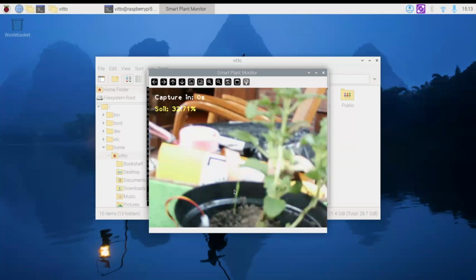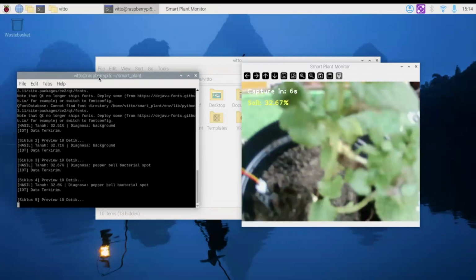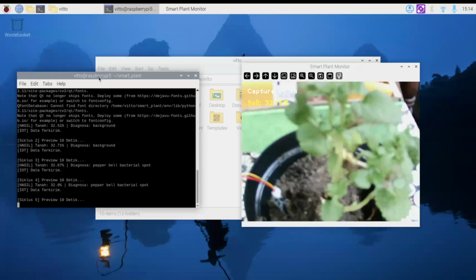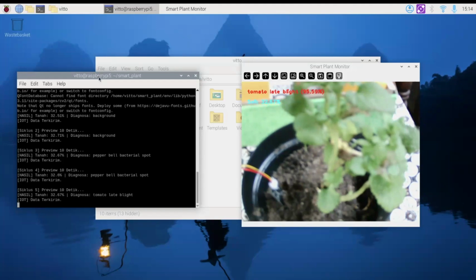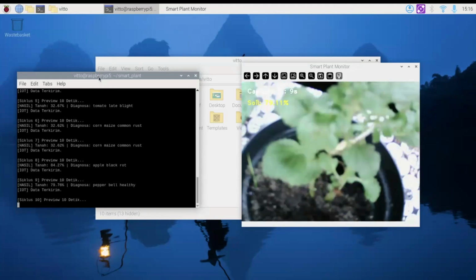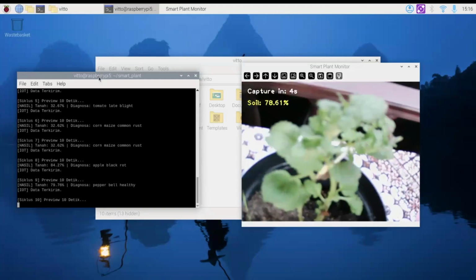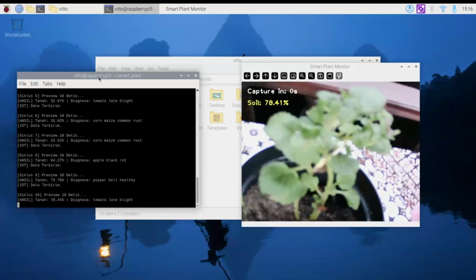The system architecture is built on a multimodal sensing framework. We utilize a Raspberry Pi Zero 2 W as our central processing unit. The perception layer consists of two primary inputs. First, a high-definition visual feed for leaf analysis. Second, a capacitive soil moisture sensor interfaced via an ADS1115 16-bit ADC to monitor the rhizosphere's physical condition through the I2C protocol.